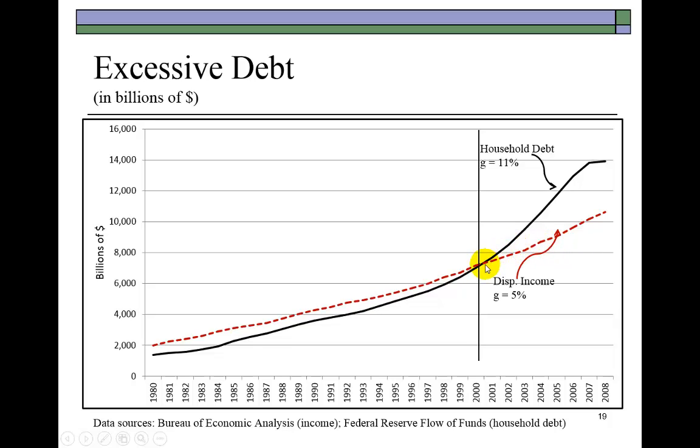You can see how household debt, which grew by 11%, surpassed the trend in disposable income, which grew by only half as much. And as a result, this disconnect between how much you owe and how much you earned is essentially the reason why many homes were foreclosed and why banks weren't getting paid, and which ultimately sunk the economy.